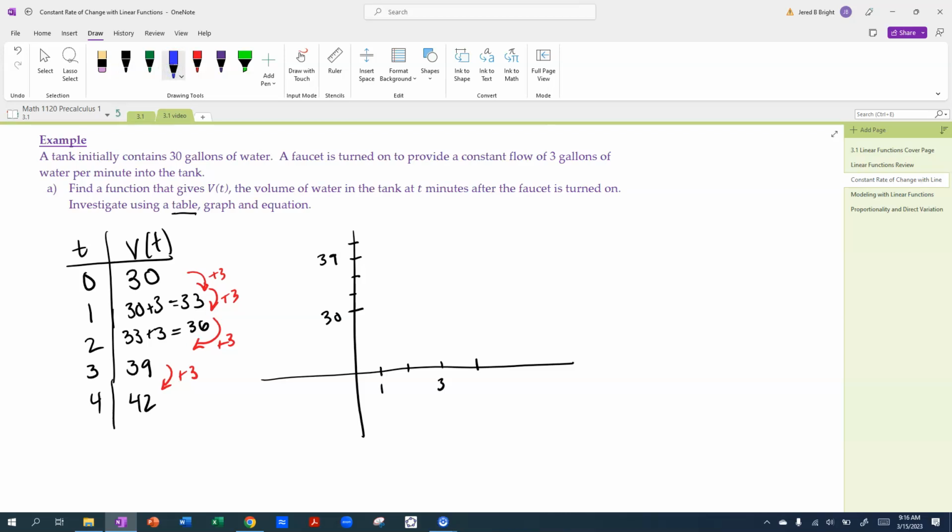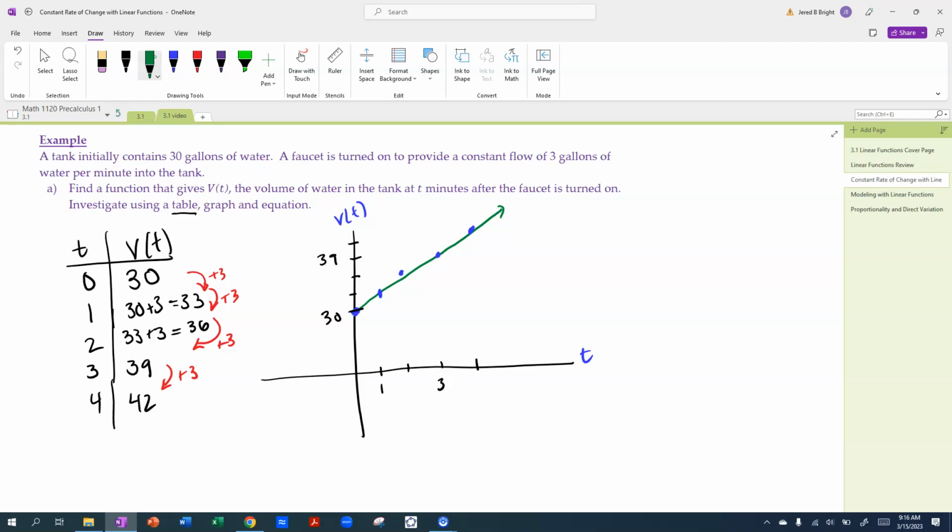At 0 I have 30, so this is the volume. The vertical axis is volume and the horizontal axis is time. So 0, 30, then 1, 33 would be the next point, then 2, 36, 3, 39, and 4, 42. I'll do this in green. You're going to see something that looks like that. Again, mine's a little off just because of my scale, since I did it quickly. If I used actual grid paper, it would be a nice linear function.